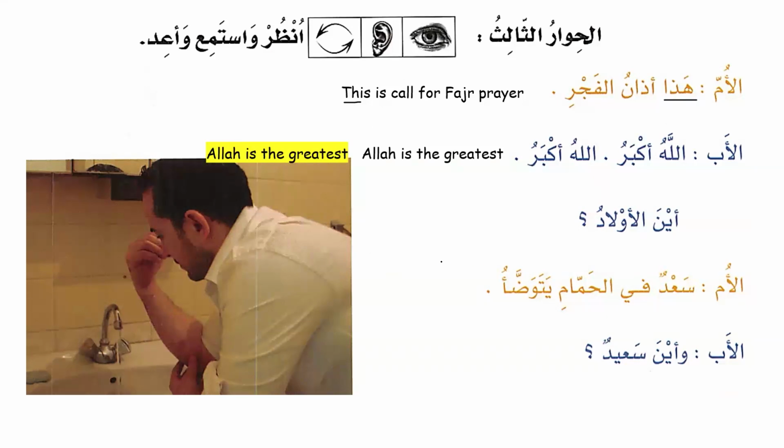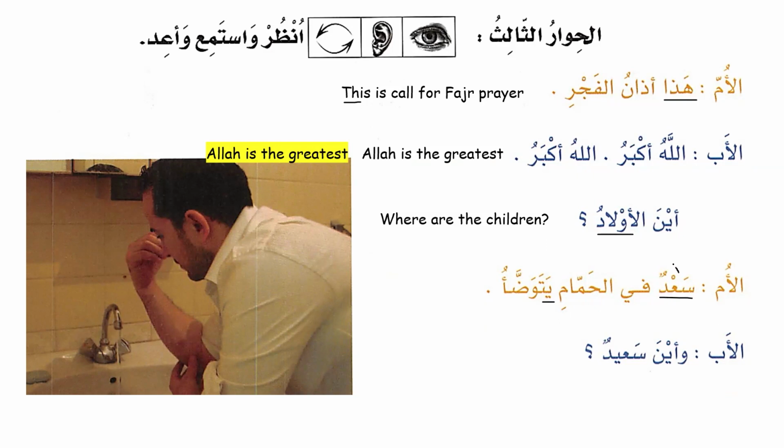Aina al-awladu. Aina, we have learned that this is basically a question word and it means where. Where are the children? Al-awlad is the plural of waladun. Waladun, and the plural is al-awlad. Al-um Sa'dun fil hammami yatawadda'u. And now as you can see over here, yatawadda'u is performing ablution, and we are talking about Sa'd.